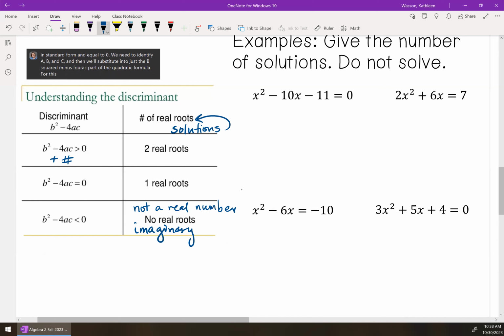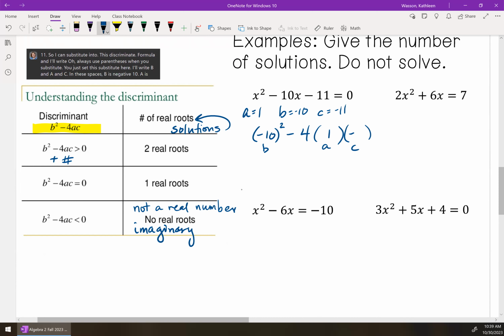For this equation, it's already in standard form. It's equal to 0. A is 1, b is negative 10, c is negative 11. So I can substitute into this discriminant formula, and always use parentheses when you substitute. Let me just set this up to substitute here. I'll write b and a and c into these spaces. B is negative 10, a is 1, c is negative 11.